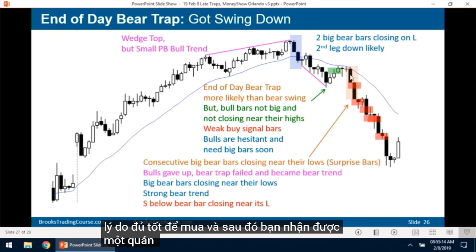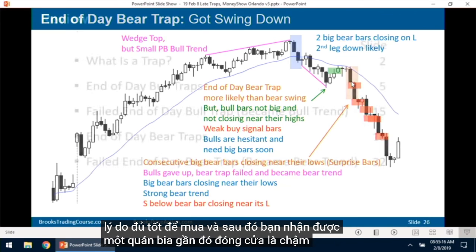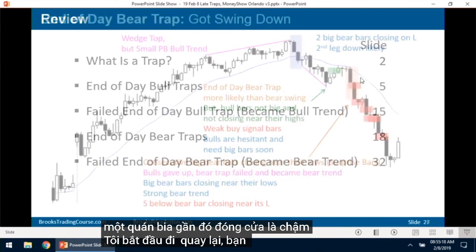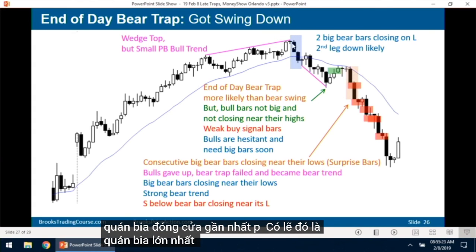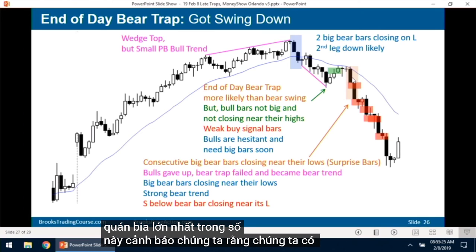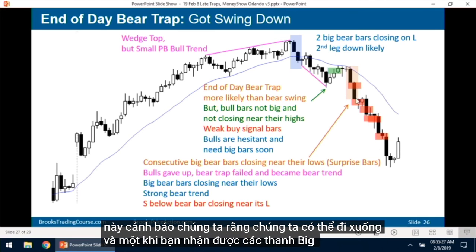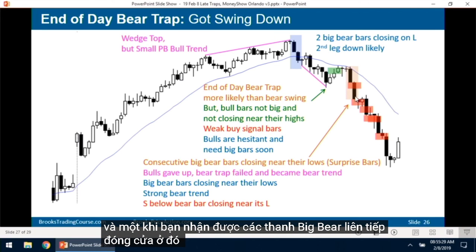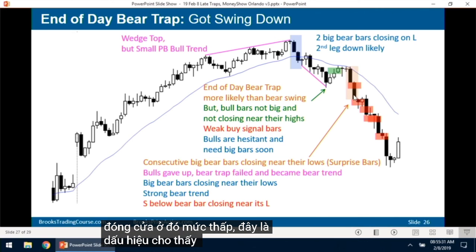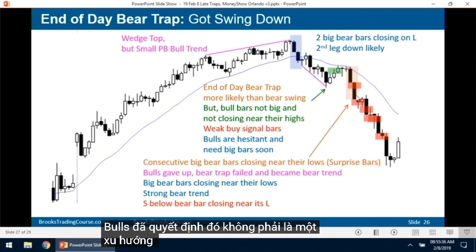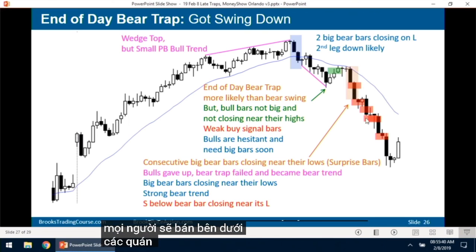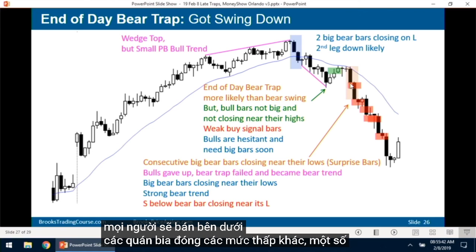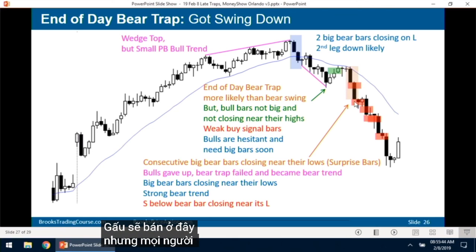And then you get this. One bear bar closing near its low. I'm sorry, I'm going to go back. You have one bear bar closing near its low, plus it's the biggest bear bar of all of this. That's warning us that we might go lower. And once you get consecutive big bear bars closing near their lows, this is a sign that the bulls have given up. The bulls have decided it's not a bull trend, it's a bear trend. And by the second bar, everybody's going to be selling below bear bars closing near their lows. Some bears will sell here, but everybody's selling here.